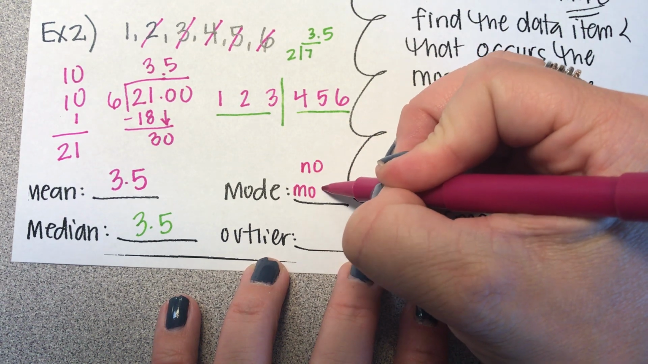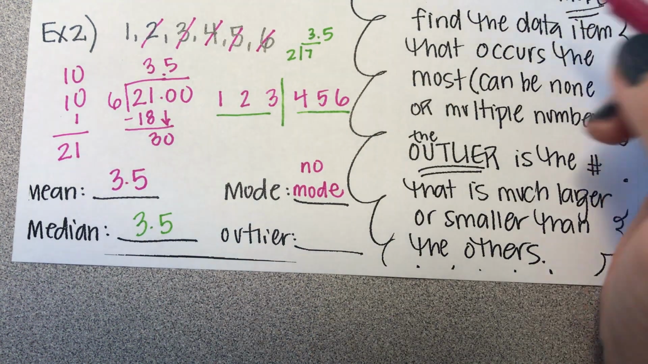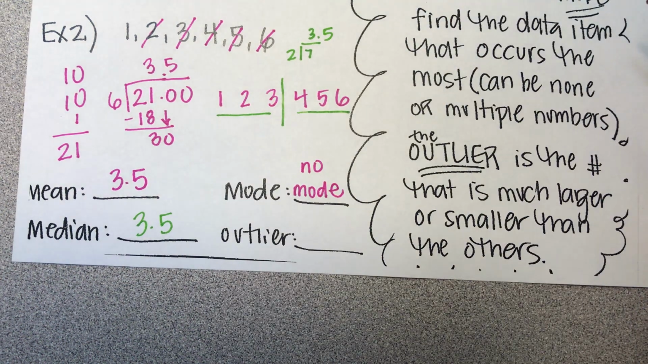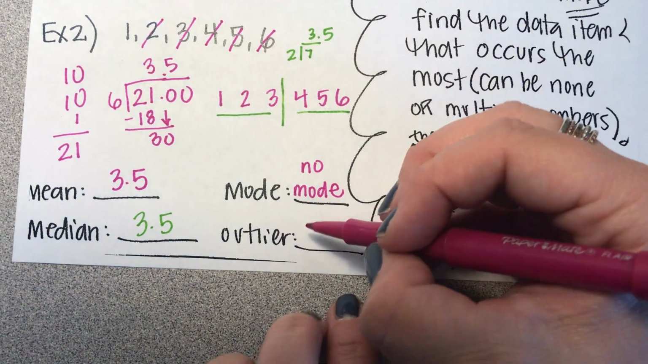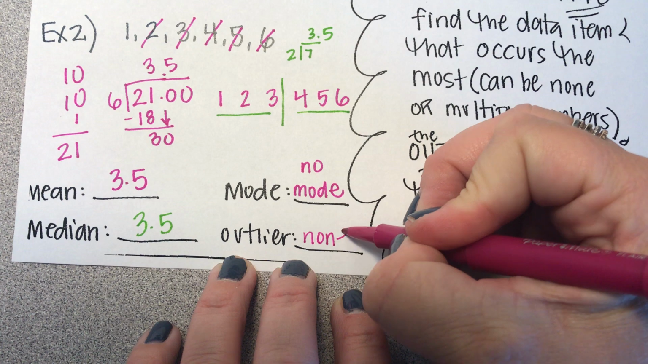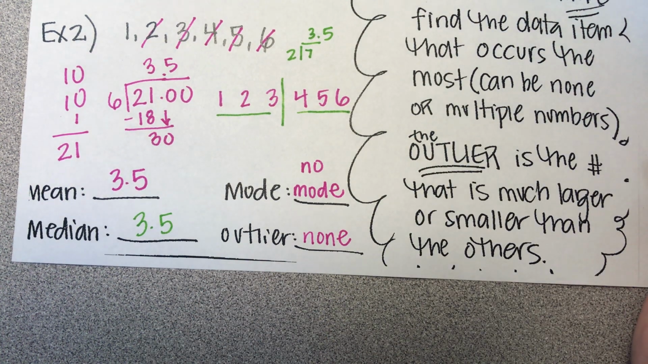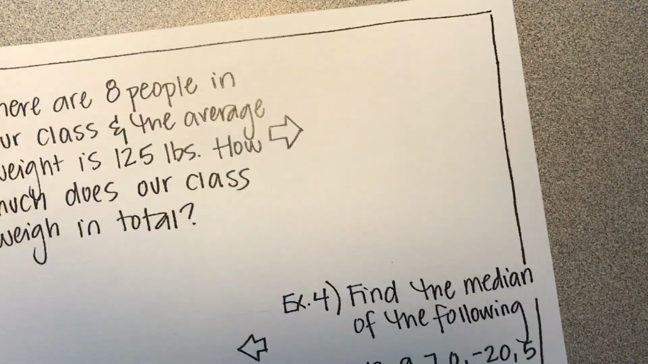No, there is no mode. And is there an outlier? Is there kind of a number that's way bigger or way smaller than the others? There is not, so there's no outlier. Okay, so let's go ahead and look at the back side of your notes.